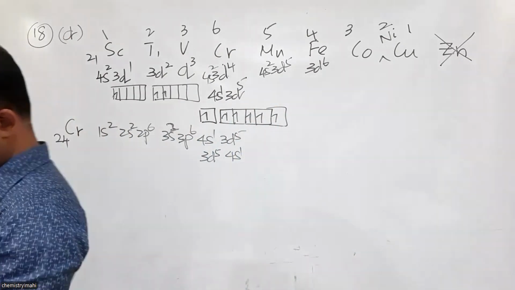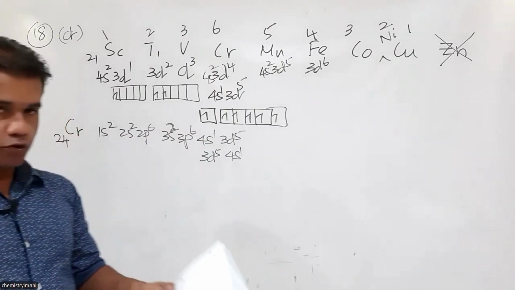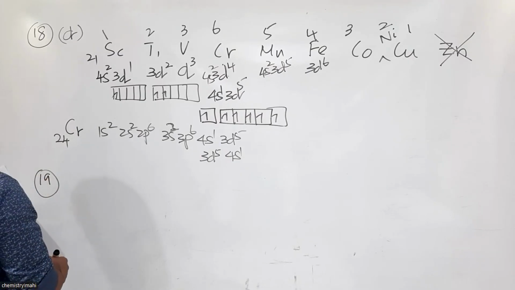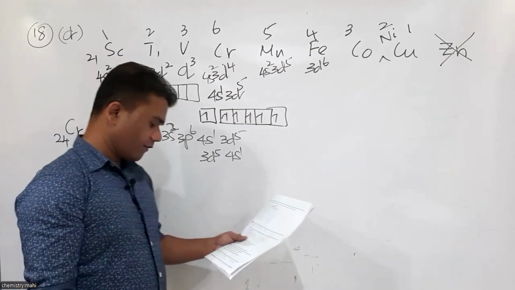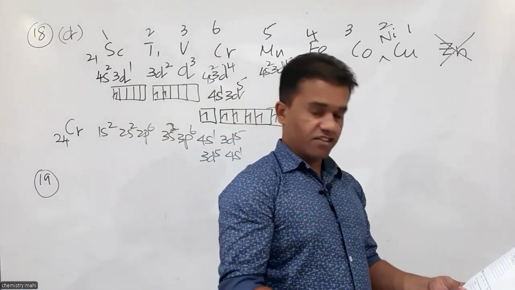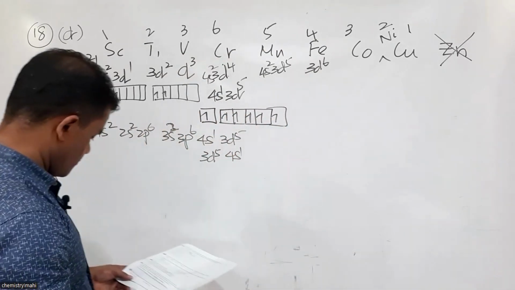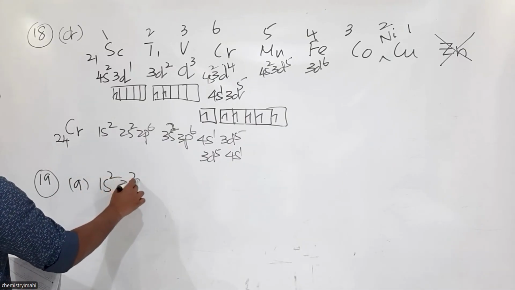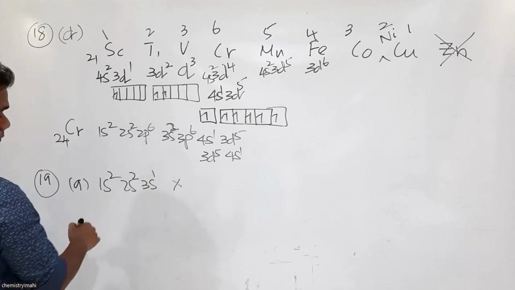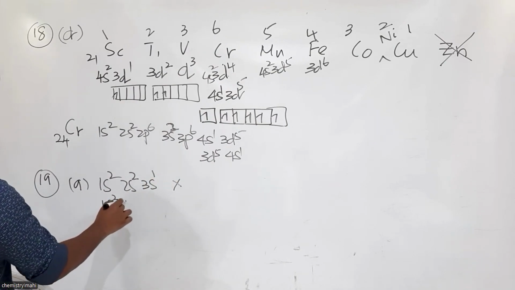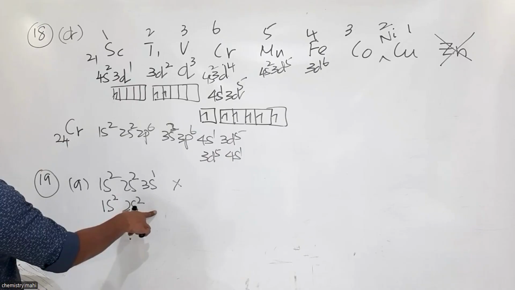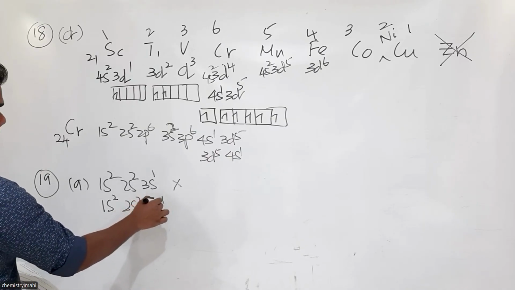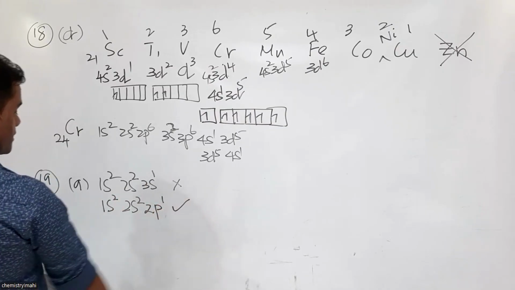Now we have come to the last question, the 19th one, in the test your confidence part. What is wrong with the following configurations for atoms in their ground state? What is the problem here? First one is given as 1s2, 2s2, 3s1. That's wrong. It doesn't obey the Aufbau principle. According to the Aufbau principle, it should be the next available energy state. After 2s, what is it? It's 2p. Then we fill that electron into 2p, not 3s.